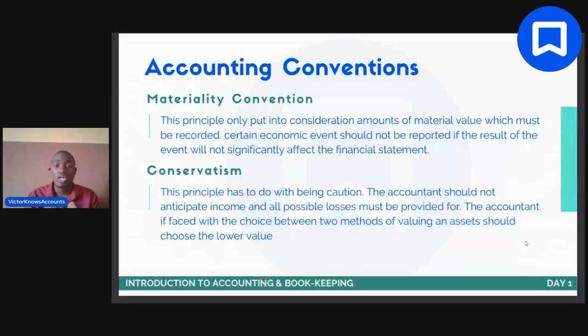So let me read. Looking at what we have on the slide, you see that this principle or this convention has to do with being cautious. All right, you have to be cautious. The prudence concept actually states that income should not, under any circumstance, should never be what? Anticipated. But any possible losses should be anticipated and duly provided for.